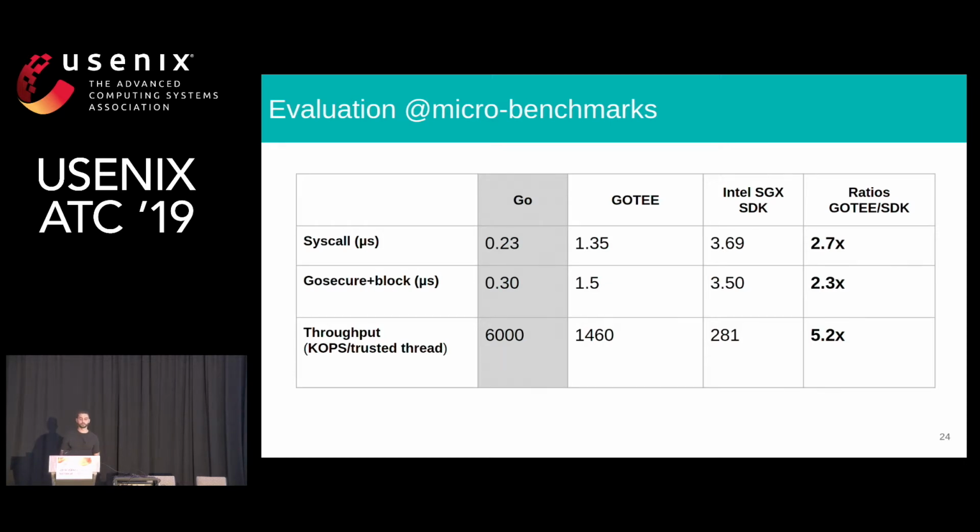Then the second experiment is called GoSecure plus block. So you do a GoSecure call, and you wait for the secured routine to send you something back on the channel. So it's basically a synchronous way of using GoSecure. And then again, we have a 2.3x improvement over the crossing approach that you have in the Intel SGX SDK. But then we thought, wait, when the thread is doing a crossing, it's actually not doing anything useful, right? Well, in our case, threads don't block, routines block. So we could actually leverage that in a throughput experiment, and we did. And then we see that we have a 5.2x improvement in terms of throughput with our approach.